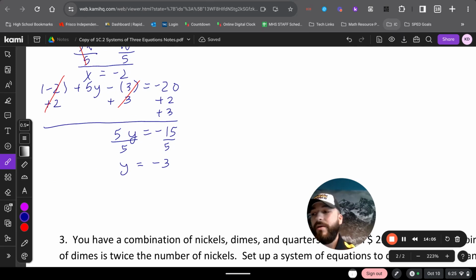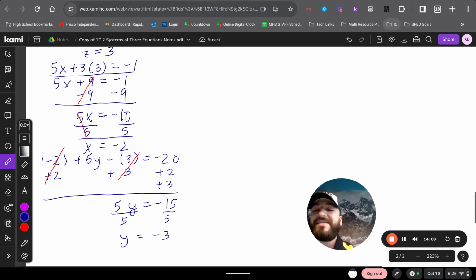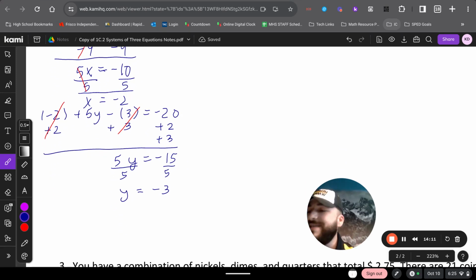Okay, so I know what z is equal to, 3. I know what x is equal to, negative 2. I know what y is equal to, negative 3. So now from here, I just want to plug into all 3 of my equations. So I'm going to plug x in, I'm going to plug y in, and I'm going to plug z in. If you want to try and do this checking step on your own, you can go in and pause and try and check. If you want to follow along with me, you can.